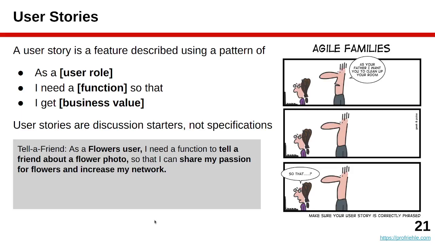These user stories, you're doing it already, but here again is the definition. A user story is a way of describing a feature using a sentence template, and that sentence template goes like this. As a person in a user role, I need some functionality so that I get specific business value. Three components: who am I, what do I need, and why do I want it or need it.